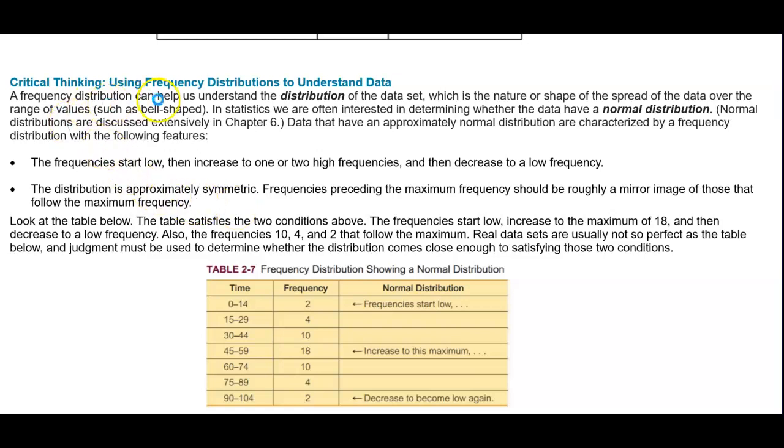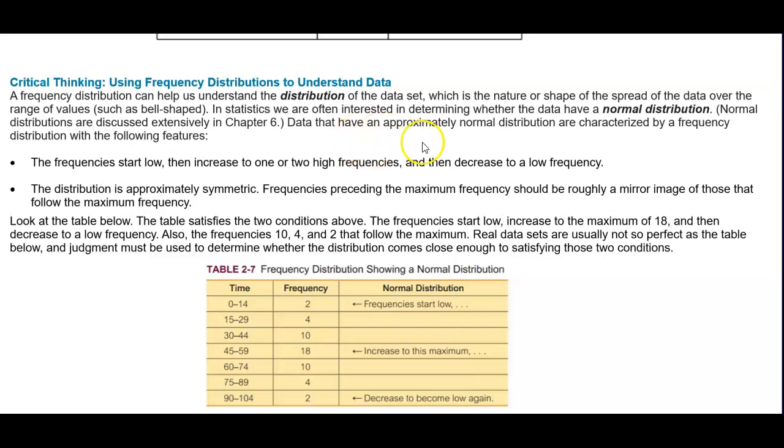Critical thinking using frequency distributions to understand data. A frequency distribution can help us understand the distribution of the data set, which is the nature or shape of the spread of the data over the range of values, such as bell-shaped. In statistics, we're often interested in determining whether the data have a normal distribution. We will be discussing those later on in the course.